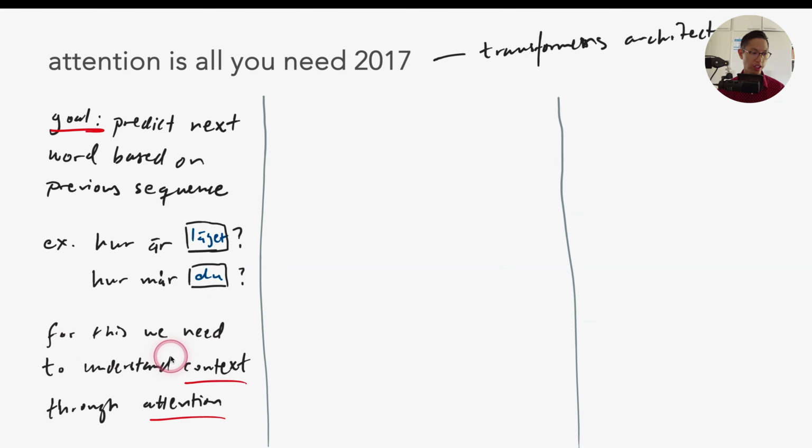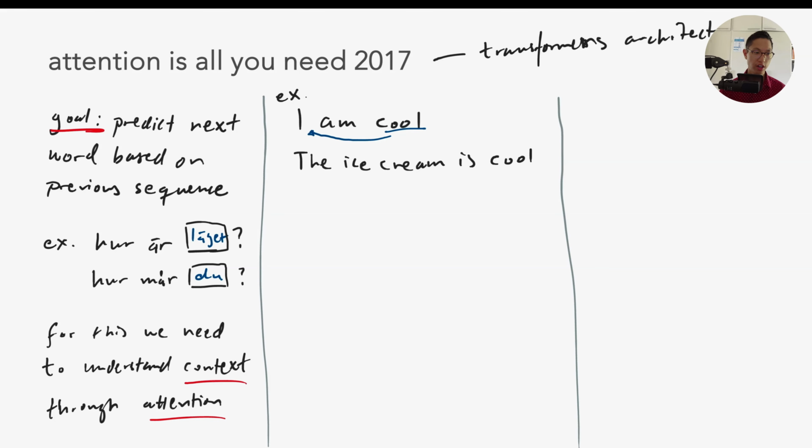For this, we need to understand the context through the attention. For example, I am cool. The cool refers to I, and then it means the coolness. I am cool. However, the ice cream is cool. It's referring to the ice cream, so this cool means something else. This cool is referring to the person I, and this cool is referring to the ice cream, as in low temperature. Depending on the context, the same word could have different meanings.